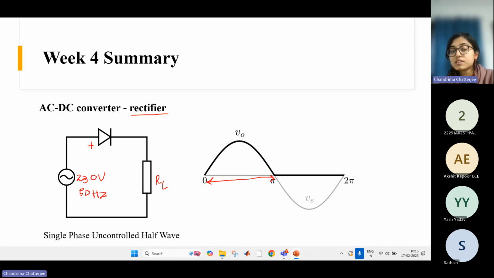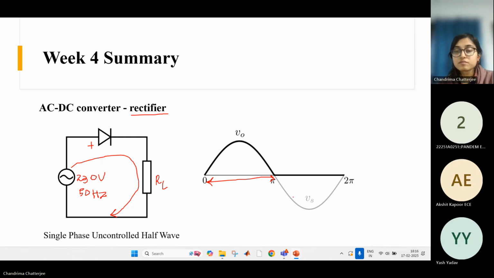So it is getting some positive voltage, right? So it is forward biased. So current will flow like this through the load resistance. Now the diode is forward biased, so it will act like a switch, a closed switch. So current will flow through load resistance.